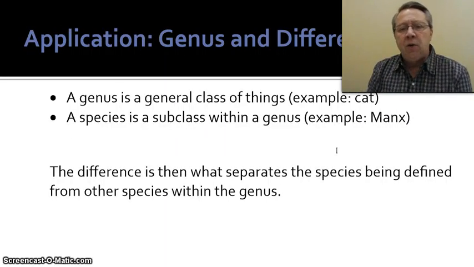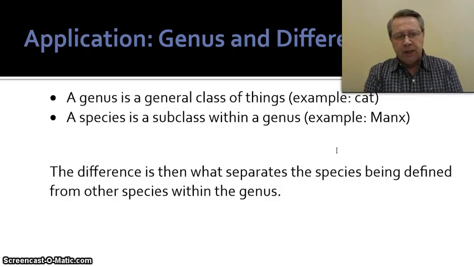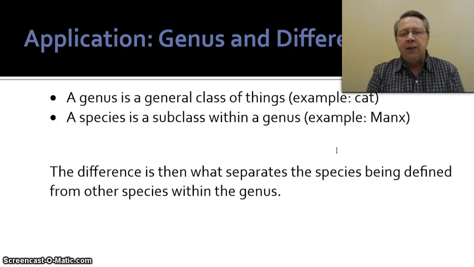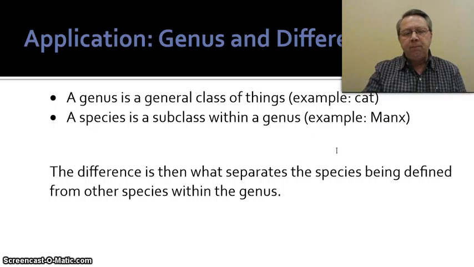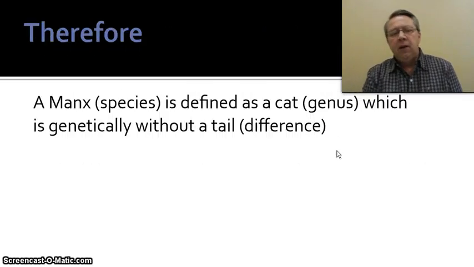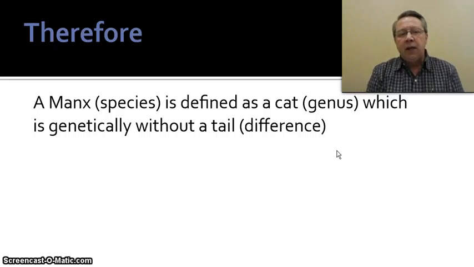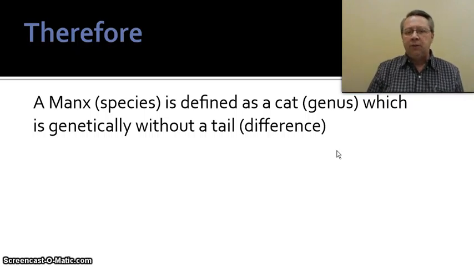A genus is a general class, example cat. A species is a subclass within the genus, which would be a Manx. The difference is then what separates the species being defined from the species within the genus. What separates a Manx from a cat? Well, a Manx is a species, is defined as a cat, which is the genus, which is genetically without a tail, so that shows the difference. Okay, so the genus and difference. A Manx is a cat, but a Manx is a cat that doesn't have a tail. All the other cats have tails.